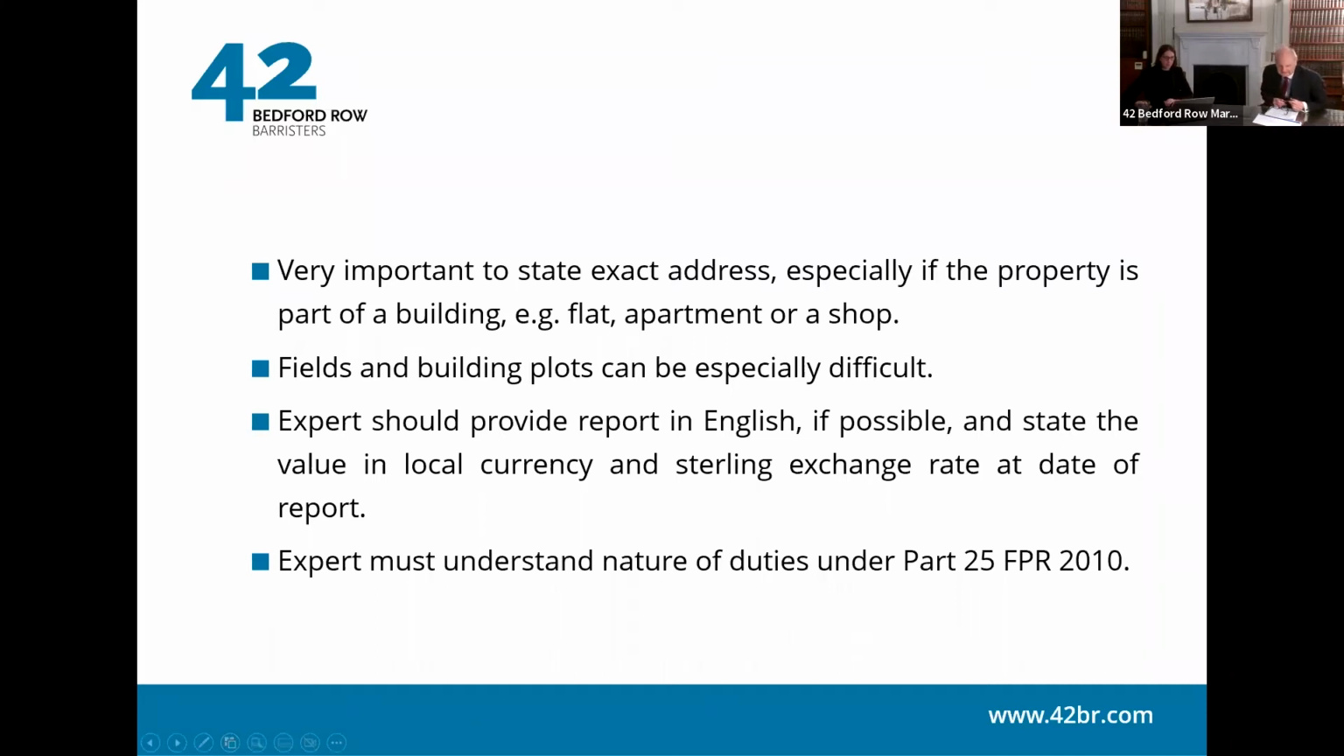Yes, that's right. And also with regards to the expert's report, if possible, the report should be in English and state the value in the local currency. This can be confusing in some countries where sometimes they will use the old style of currency in terms of its name, and sometimes the new style. That is particularly true of a case I was aware of where there was property being valued in Iran, which caused a bit of difficulty.